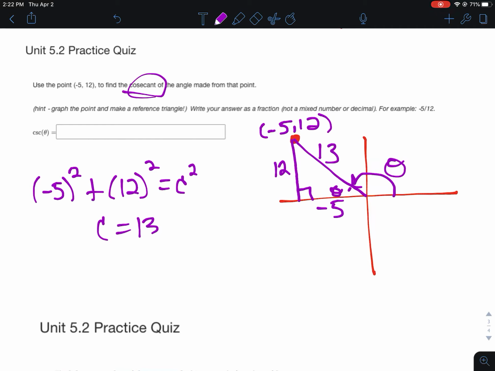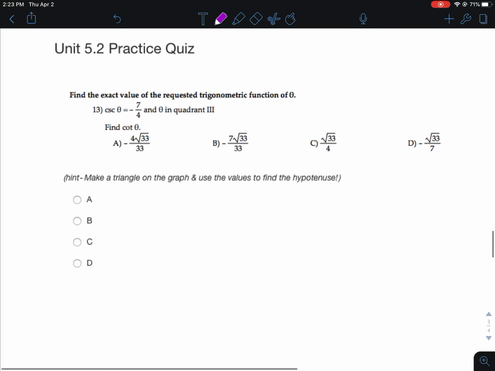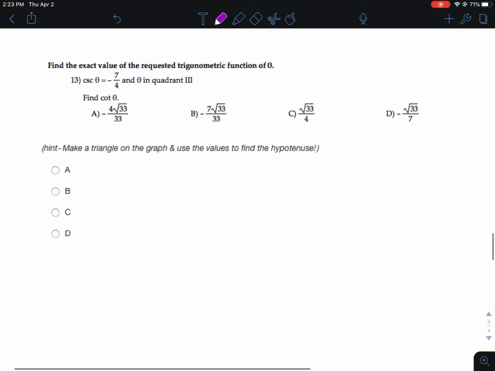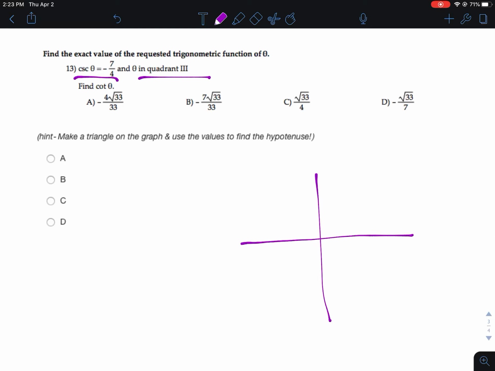Hypotenuse is always positive. So if I want to find cosecant, cosecant is the reciprocal of sine, so it's hypotenuse over opposite. So it would be 13/12. All right, so anytime you have a point, graph it, make a reference triangle. And then the last one I want to show you, there's a few of them that are using this idea of giving you a value and giving you the quadrant. Again, you're going to go to the graph, okay?